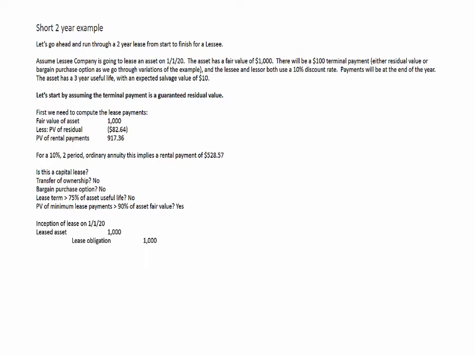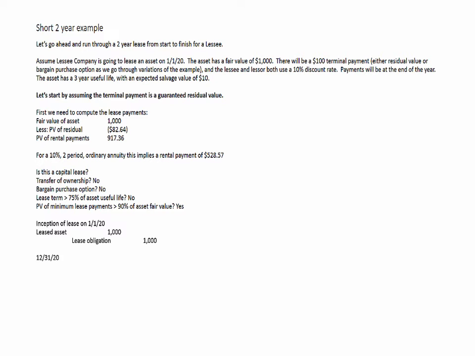Okay, let's go ahead and capitalize this lease. First, we record the inception on January 1st, 2020. We're going to go ahead and record a leased asset at the present value of the minimum lease payments, and we record a lease obligation for the same amount. Now those two accounts are going to go their separate ways. The leased asset will be depreciated or amortized over the term of the lease. The lease obligation will be paid off over the term of the lease.